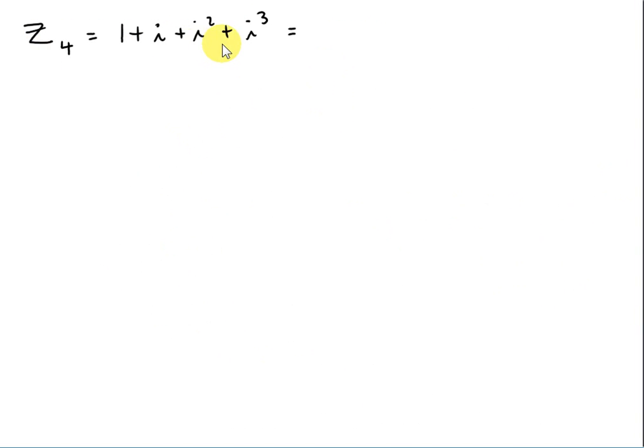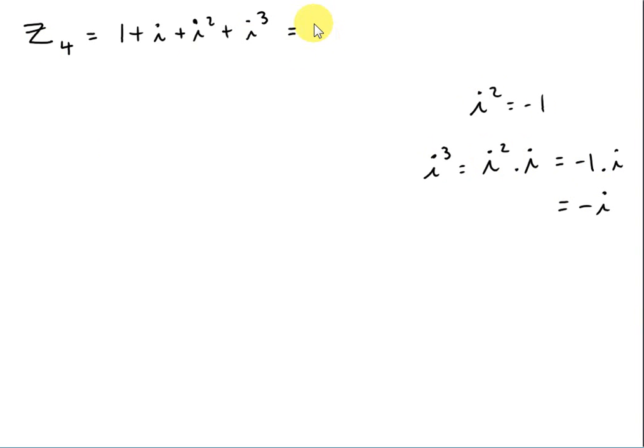Something I forgot to do in the previous part was to calculate this number here, which is called Z4. Well, we know that i squared is minus 1, so how do we get i to the power of 3? Well, we've done this before. We can factorize i cubed as i squared times i. i squared is minus 1, so we have minus 1 times i, which is minus i.